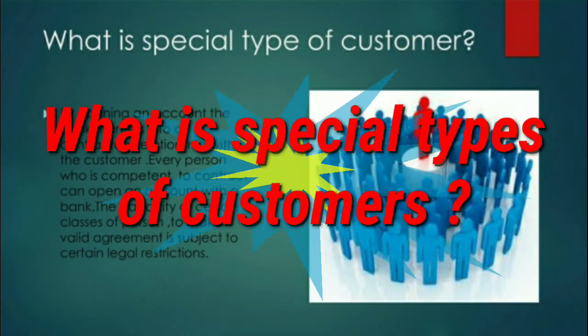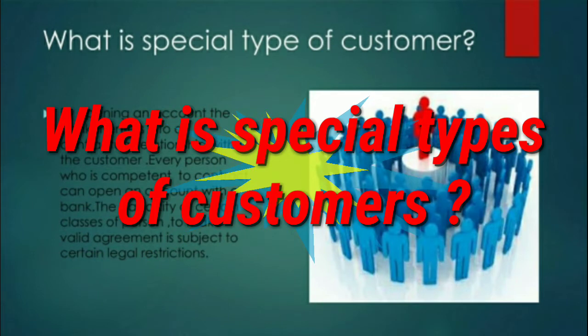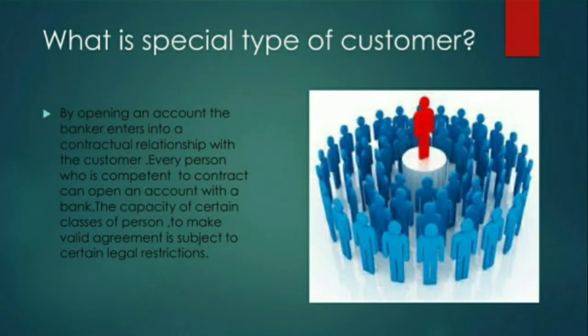So today we are going to talk to you about special types of customer. So firstly, what is a special type of customer? By opening an account, the banker enters into a contractual relationship with the customer. Every person who is competent to contract can open an account with the bank. The capacity of certain classes of person to make a valid agreement is subject to certain legal restrictions. So the classes of people who have certain legal restrictions while opening an account in the bank are called special type of customer.